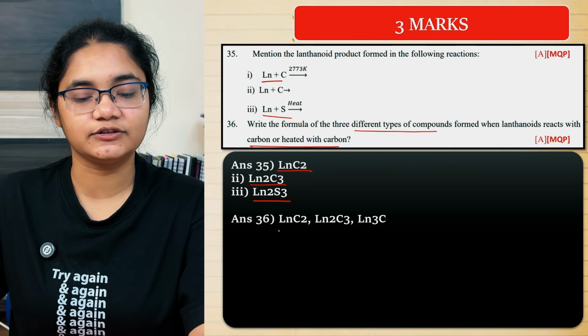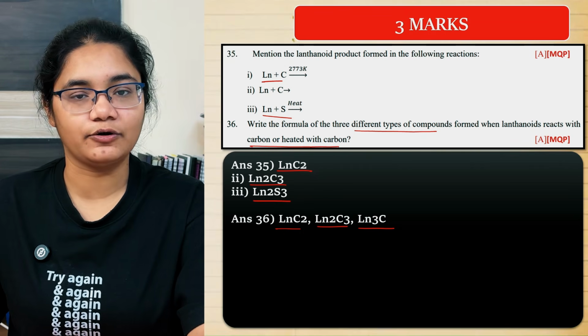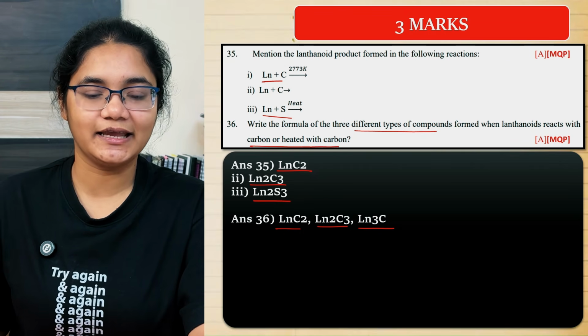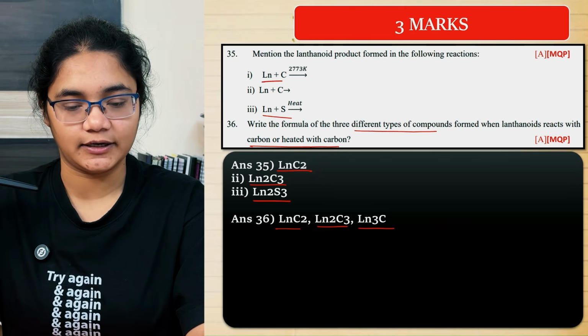So the first one is LnC2, then Ln2C3 and Ln3C. These are three different products formed with lanthanoids and carbon: LnC2, Ln3C and Ln2C3.